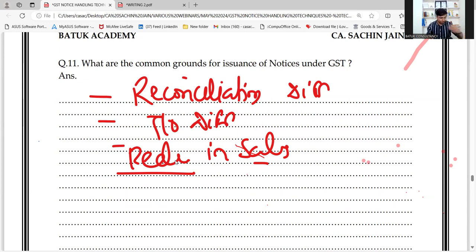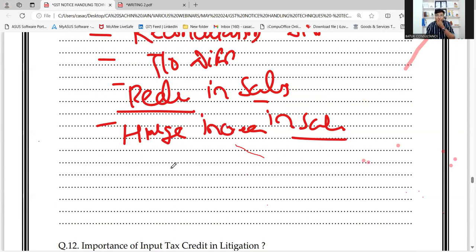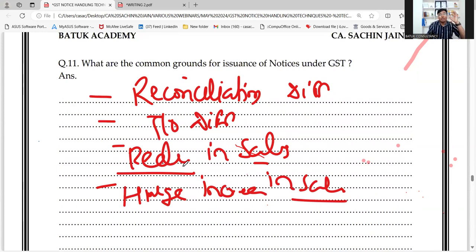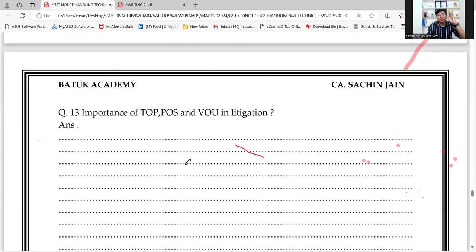Okay, they may think, sir, have you started dealing in fake invoicing? Huge increase in sales. Last year 2 crore, this year 20 crore. In that case, your case may be taken in for scrutiny. They may ask the reason for that. Okay, so if there is a genuine reason, in that case, this is completely okay. So these are the probable reasons for which departmental authority can issue the notice for GST ASMT 10.